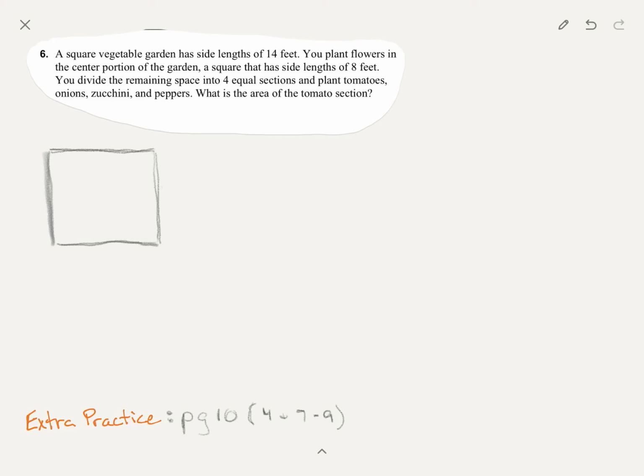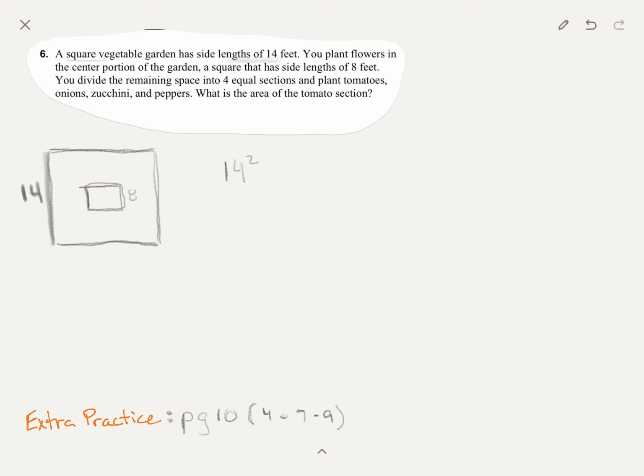So the first thing I need to know is that I'm going to make a square garden, vegetable garden. So that's what I've done already here. It has a side length of 14. So I know one side is 14, and if it's a square, I know that the area of this, if I wanted to find the area of this whole thing, would be 14 squared, or 14 to the second power. You plant flowers in the center portion of the garden. So in the middle here, there is a flower garden, and it has a side length of 8.